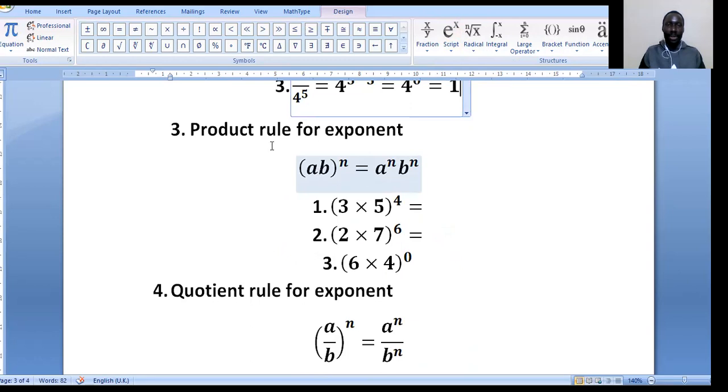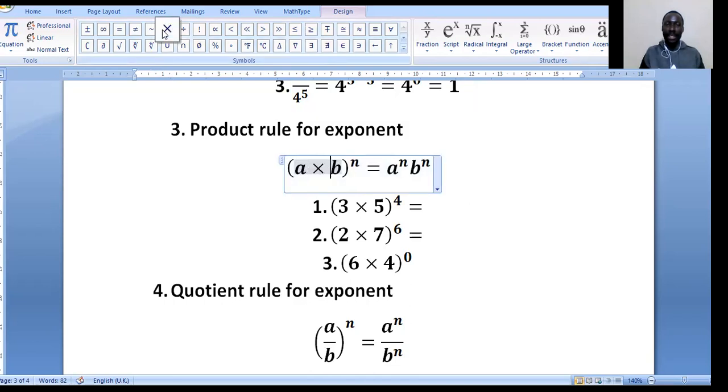Now for the product rule, we have this. The product rule of exponent allows us to do what? If the two numbers are multiplying each other, then the exponent outside can be distributed as the exponent of the individual terms inside. Notice that this only works when the sign between these two is multiplication, that is A times B, or when the sign between the two is division, as we will be looking at in the next question. It does not work if you have a minus or a plus.